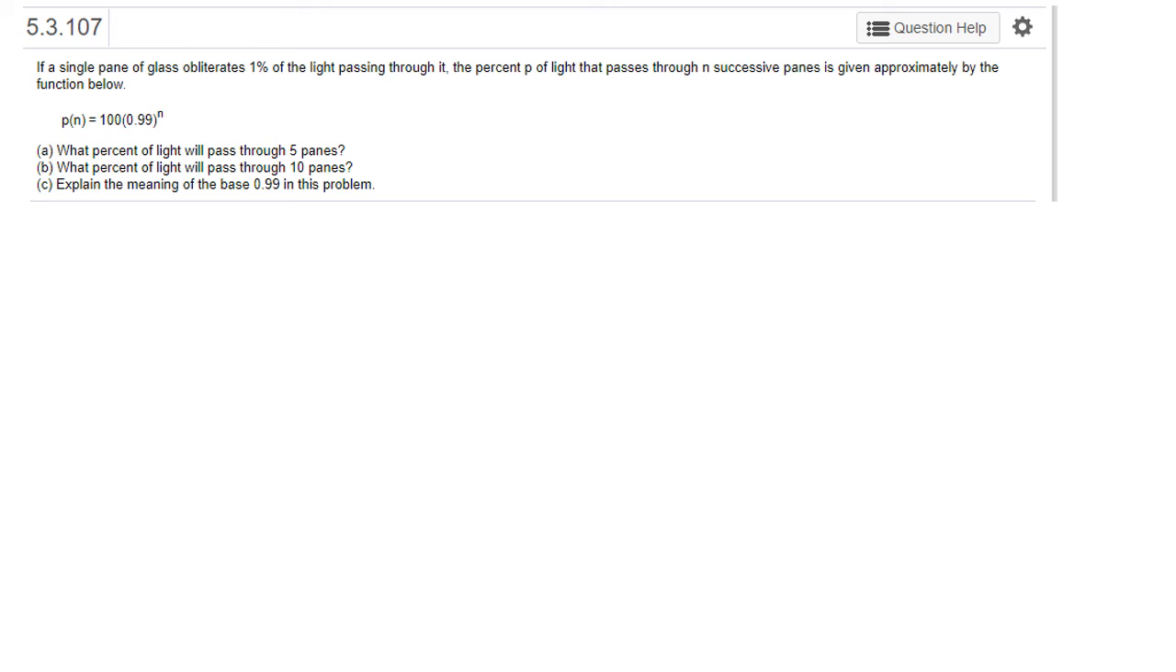I like how the problem says it obliterates 1% of the light as if it's just gone. No, it's absorbed into the glass and converted into energy as heat, but fine.